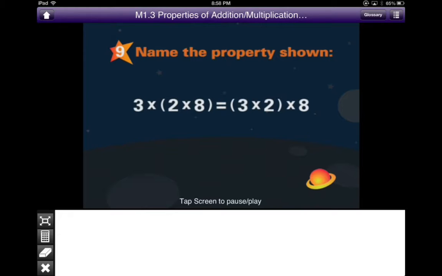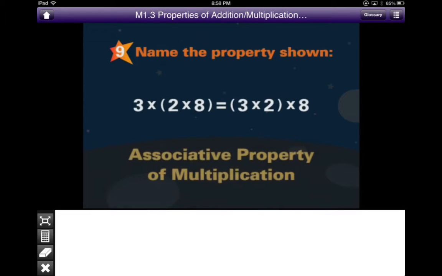Hopefully, you have said, the products are equal even though the factors are grouped differently. That's the associative property of multiplication. Very good.